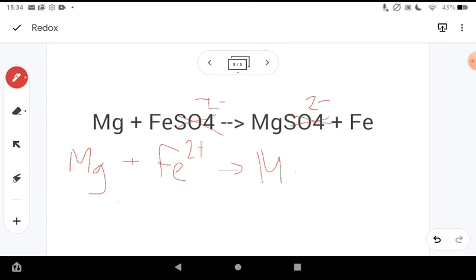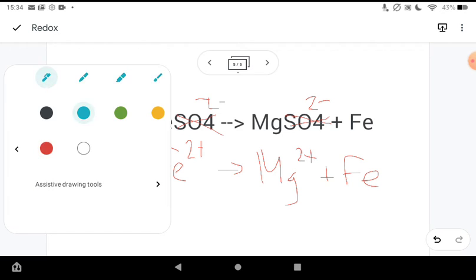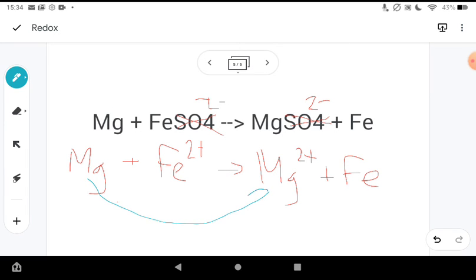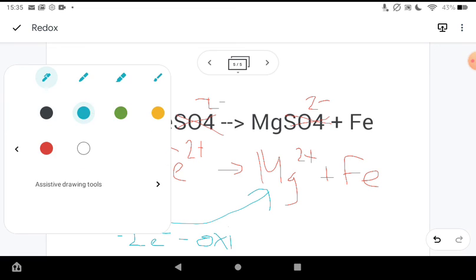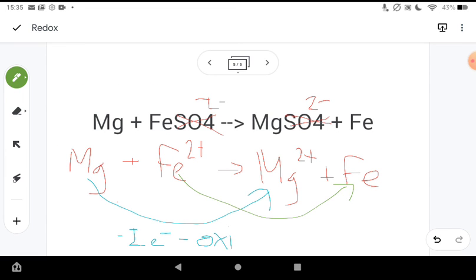So Mg, Fe2+ gives Mg2+ and Fe. Now what's going on here is the magnesium is losing 2 electrons, so it's gone to a 2 plus charge because 2 negative charges are lost. So that one has therefore been oxidized because oxidation is loss, and the iron has gained 2 electrons because it's gone from 2 plus to a 0 charge. Therefore that one has been reduced.